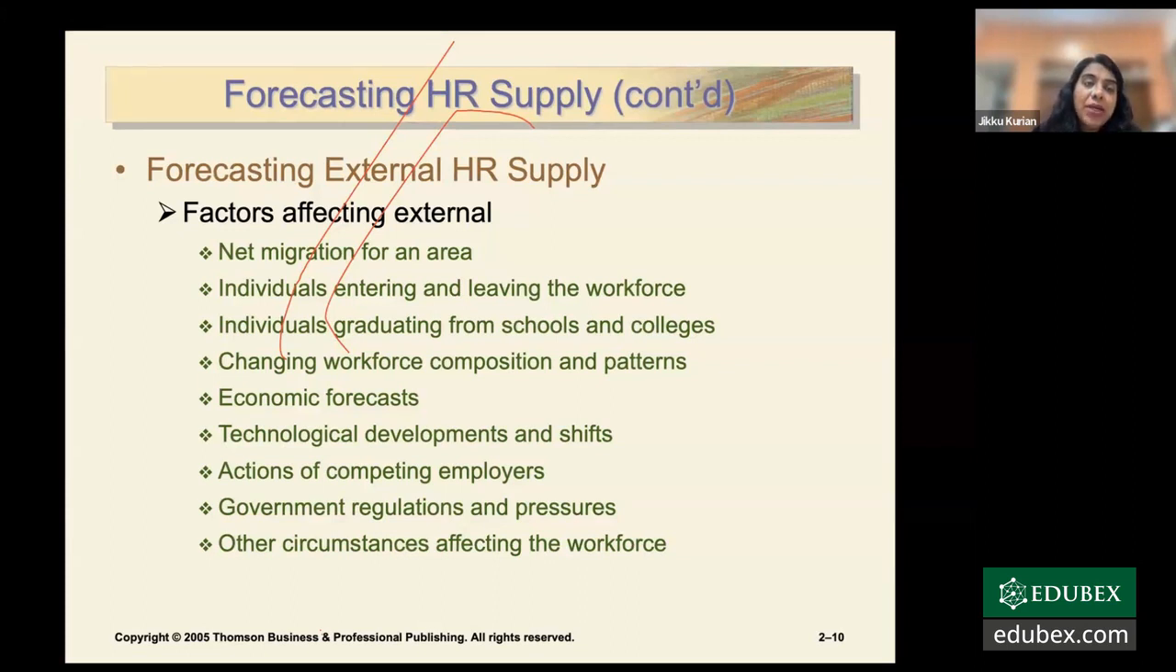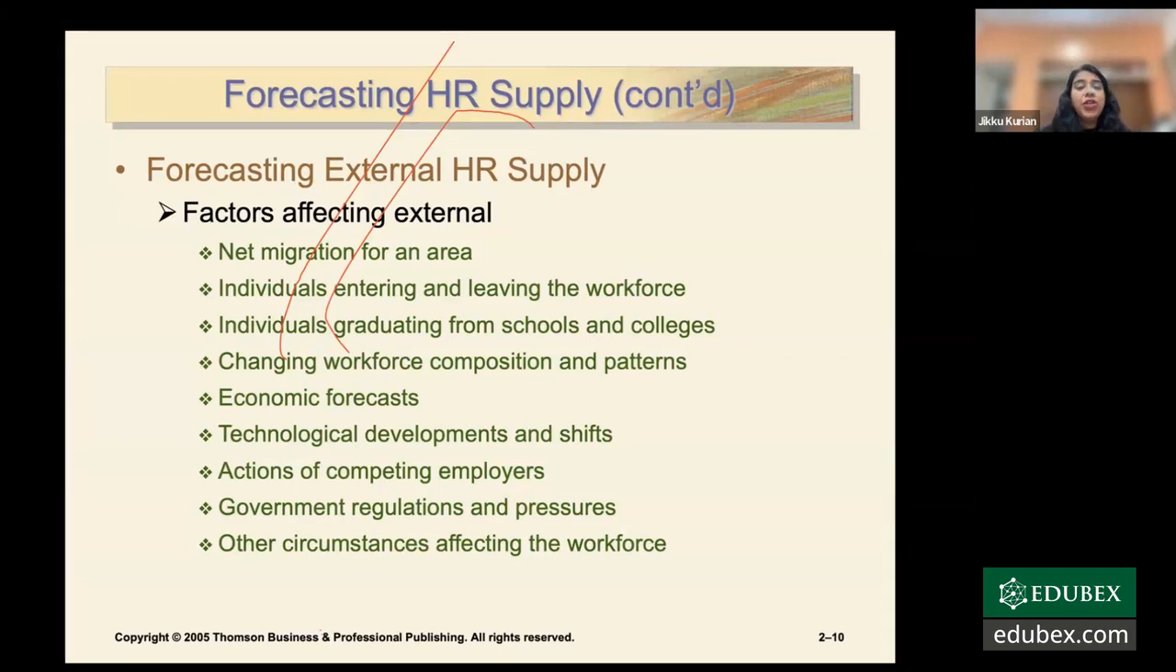Economic forecast. The moment we hear about economic slowdown or economic meltdown, the first thing organizations do is go for a hiring freeze. Technological developments and shifts: technological development is happening at a much, much faster pace than what was expected. So we can say that the expectations from employees are also skyrocketing. Employees are supposed to be very technologically savvy to keep abreast of the changing requirements and to ensure that they are still required in the job market.